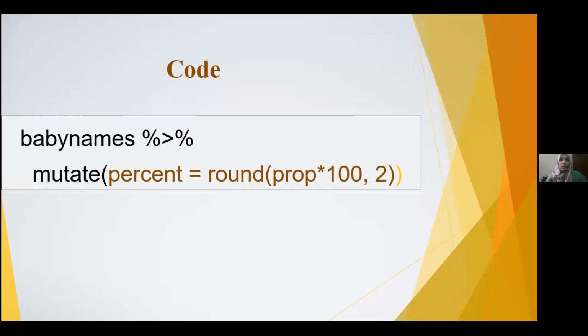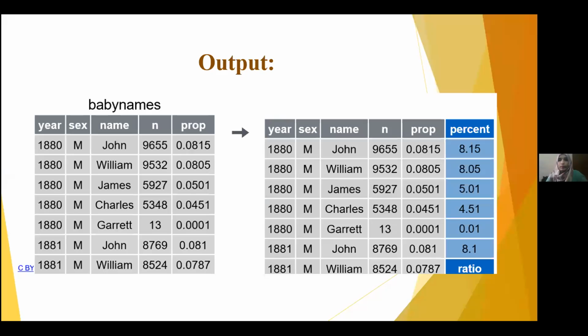The code will be baby names, pipe operator, and instead of utilizing summarize, you will use mutate, M-U-T-A-T-E. The arguments of the mutate function will be in parentheses: percent, the column name, and round, which allows us to tell how many digits we want after the point. We want only 2 digits after the point. So we will put 2, prop times 100, that is to calculate percentages, and after the point you will get only 2 digits. So let's see the output. In the extreme left column, you can see the percent column, and it has been obtained by the mutate command, applying the prop column times 100 with only 2 digits after the point.